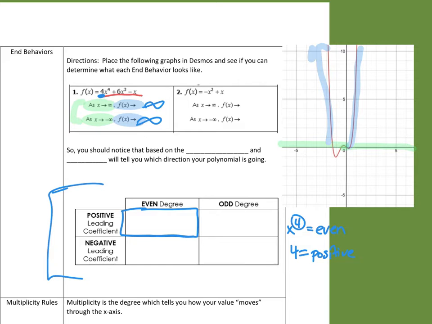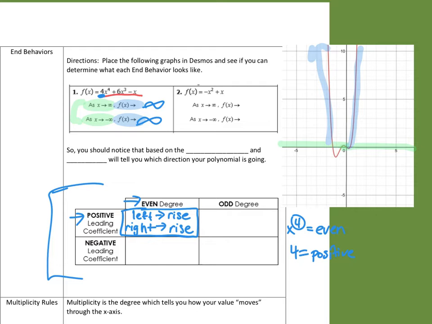Why is this important? Why do I need to know this? Well, now I know that this is going to relate to the degree of my polynomial and to whether or not that coefficient is positive or negative. Okay, so if we look, this is going to be the same case for all of them. As we go to the left, if we have an even degree and a positive leading coefficient, we're going to rise. Okay? Same thing for if we go right, we're also going to rise.